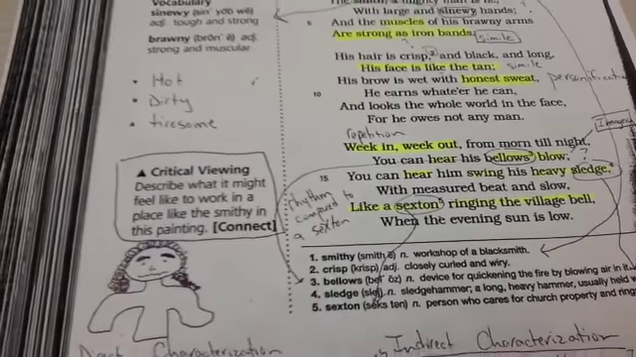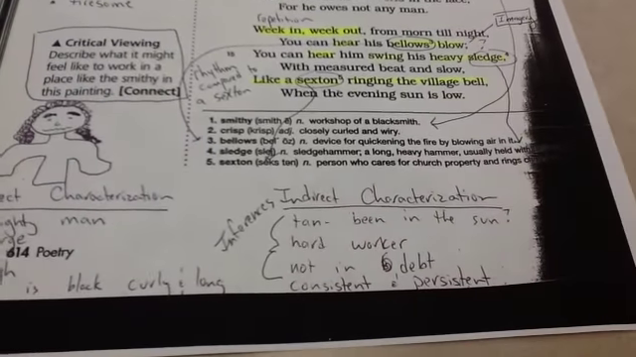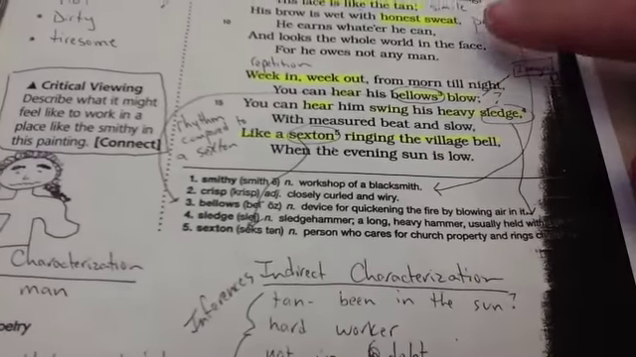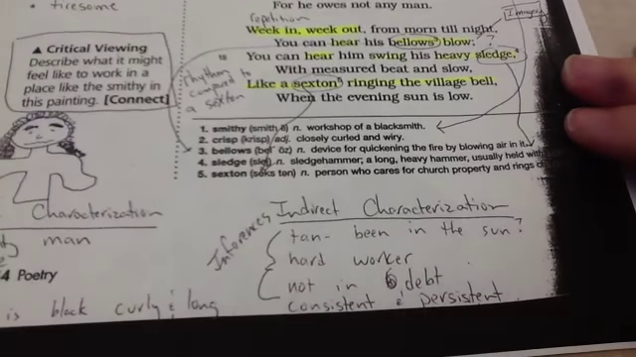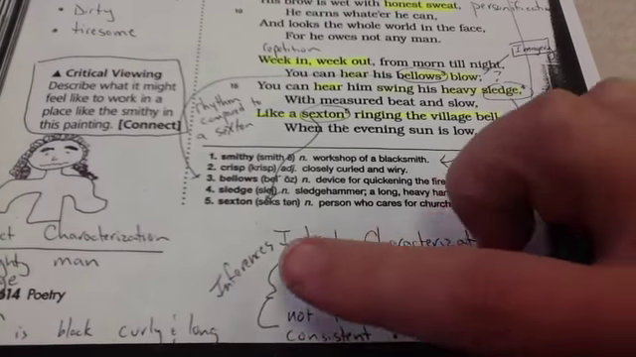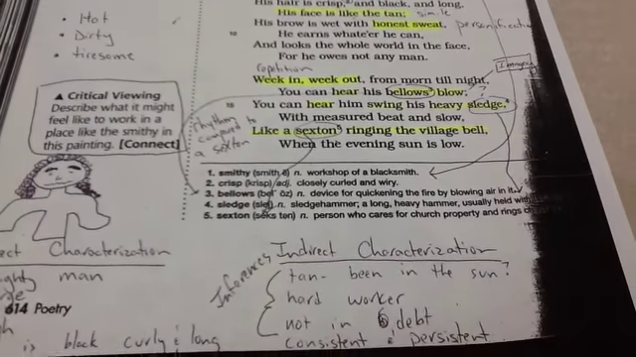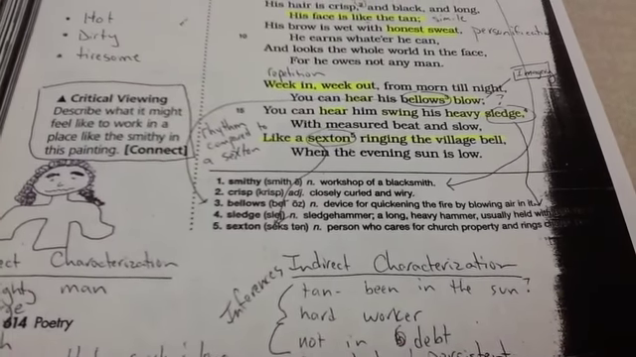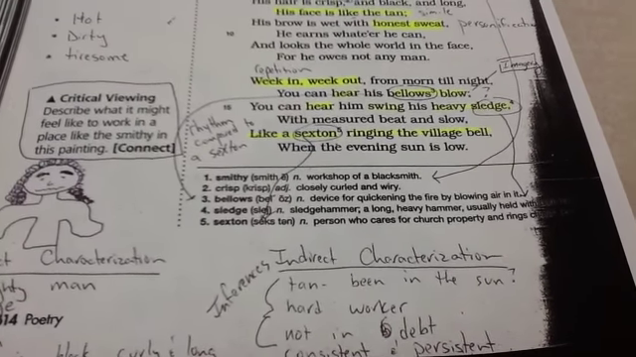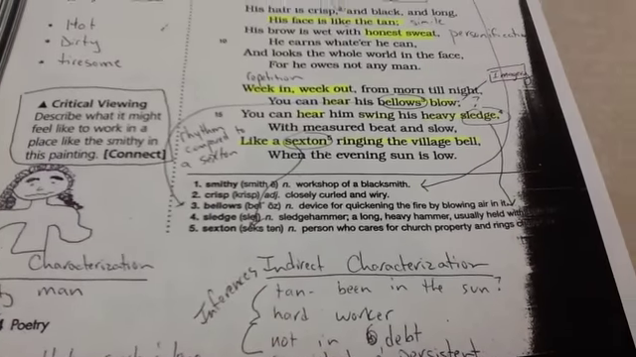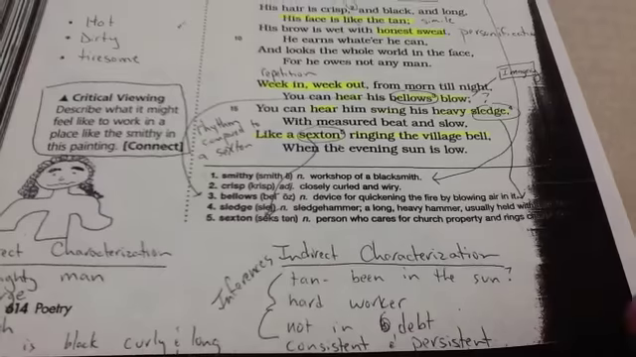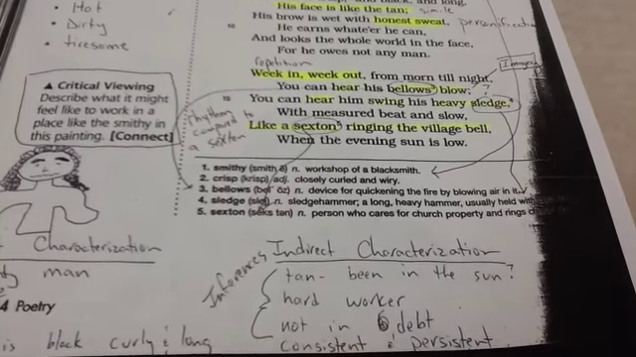Okay, now I have added more to my indirect characterization. After reading this, where am I? After reading this, I have made an inference that this man is consistent and persistent, because you can really hear the rhythm. You can count on it, just like you can count on hearing the church bells. So I've made another addition to my indirect characterization.